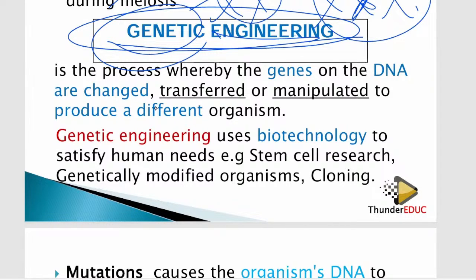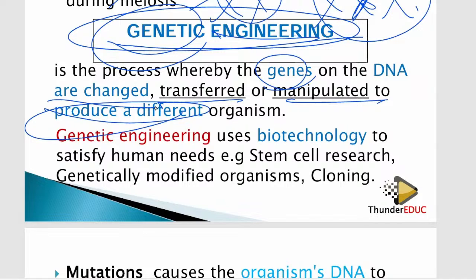So genetic engineering is the process whereby genes on the DNA are changed, are altered. You understand? So how do you change them? You transfer them or you manipulate them to produce a different organism. Meaning that when you manipulate someone's genes, you are producing different organisms. So that is called genetic engineering.